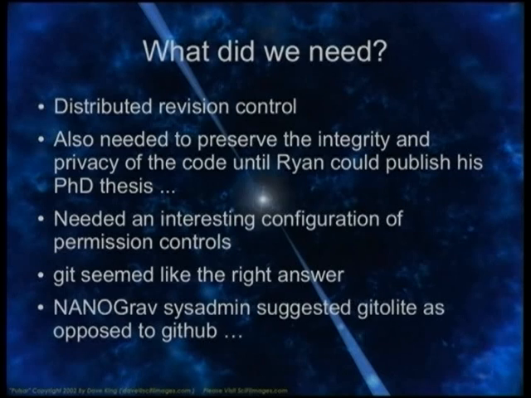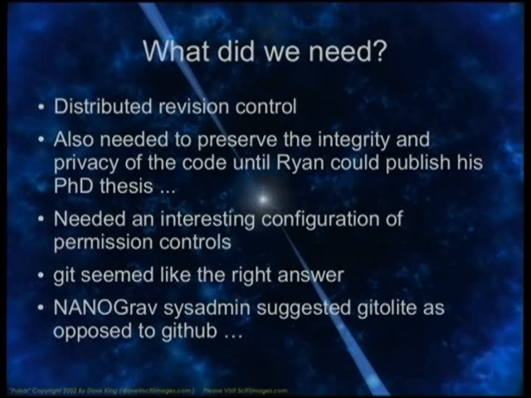So after thinking about all these different things, needing an interesting configuration of permission controls to make sure all the members of the team felt like they were equal contributors and nobody else was stepping on each other's toes and messing up each other's code, it seemed like the right answer. The very helpful NANOGrav sysadmin suggested Gitolite, which I had not heard of.